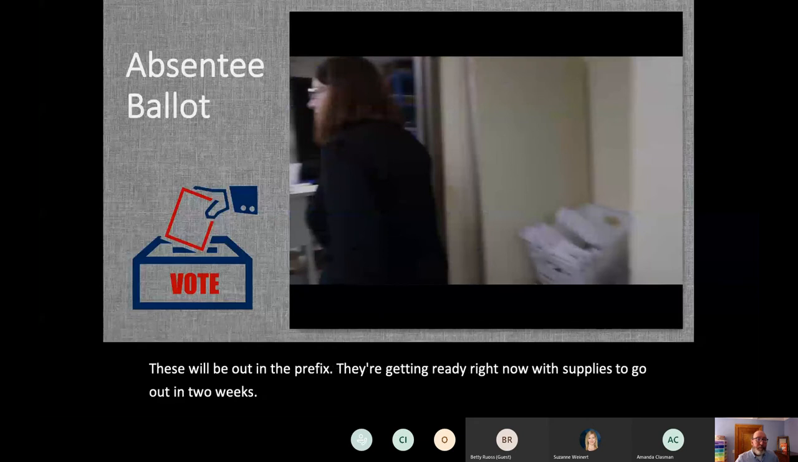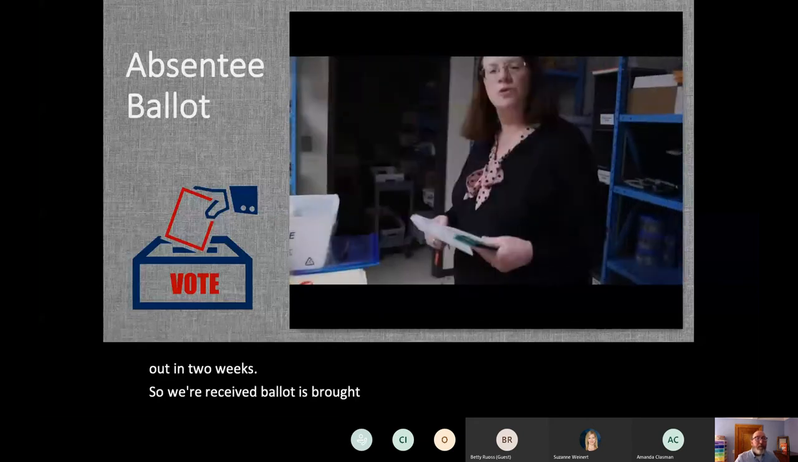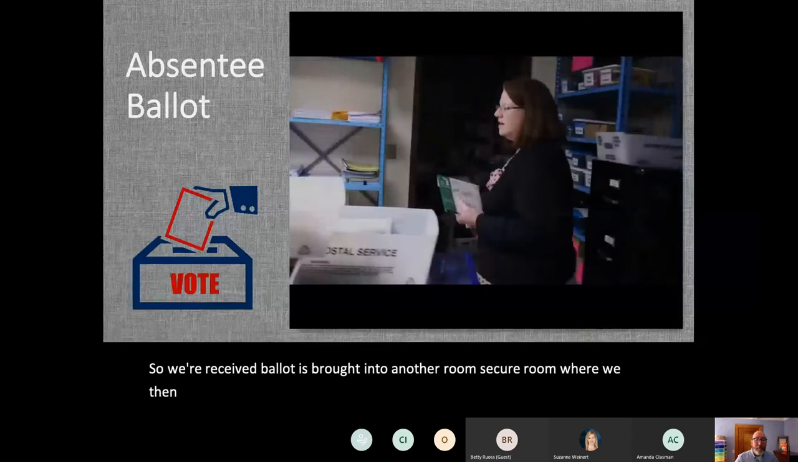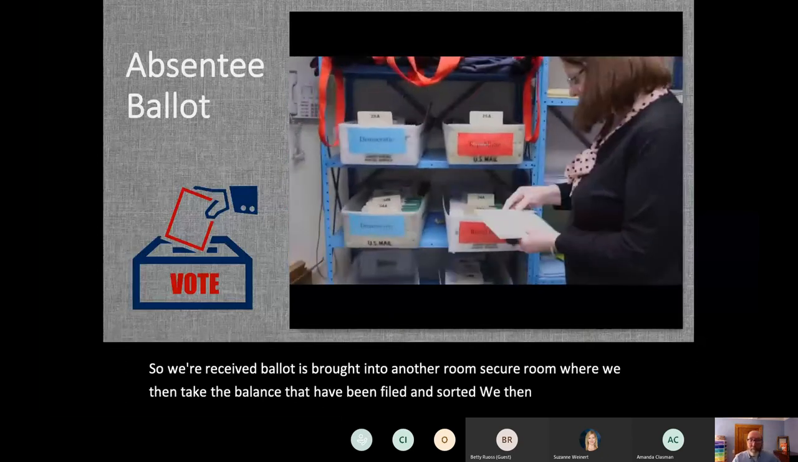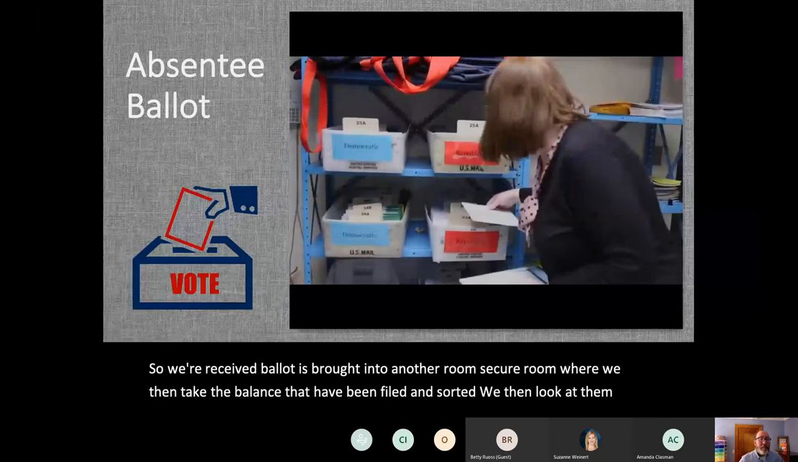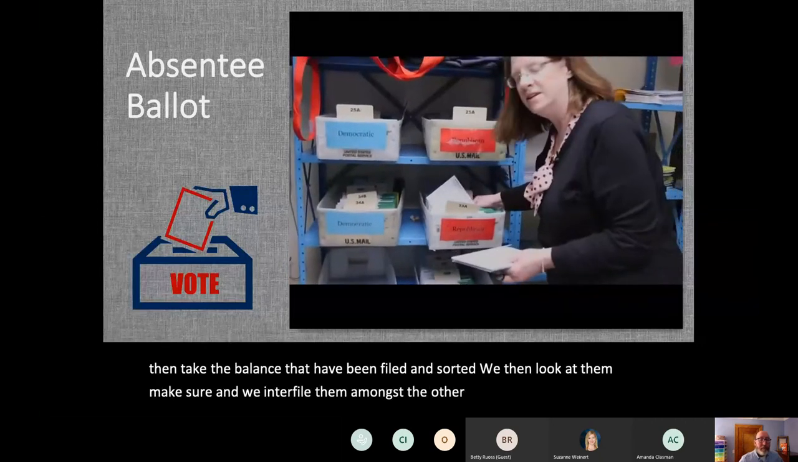So now a received ballot is brought into another secure room, where we take the ballots that have been filed and sorted. We then look at them, make sure, and we interfile them amongst the other ones from that precinct in the order by ballot.